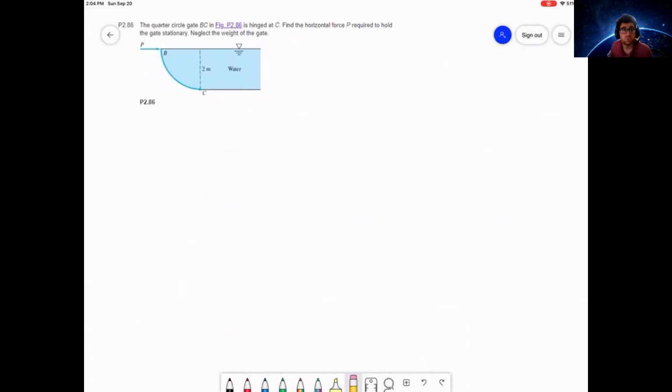So problem 2.86 is asking us to calculate the horizontal force P required to hold the gate stationary, right? Because the water is trying to push on the gate, the hydrostatic force, and we're applying a force P to hold this gate stationary. Okay? You guys good with that problem?